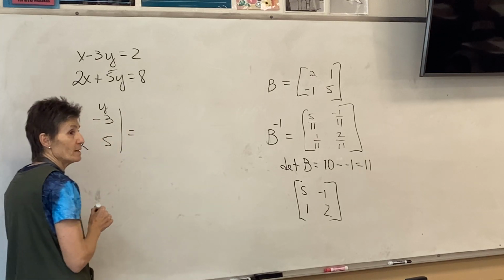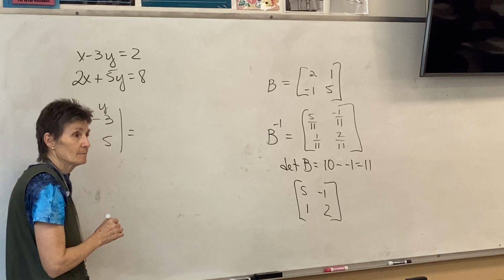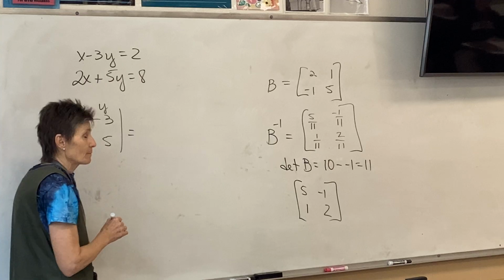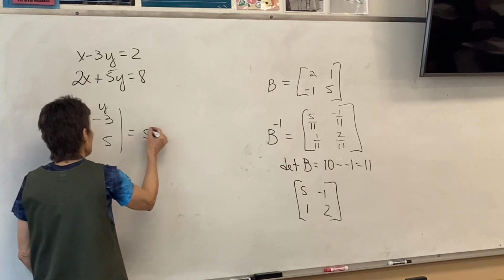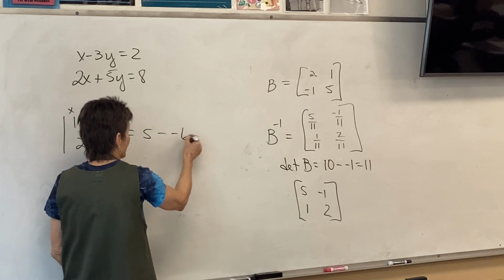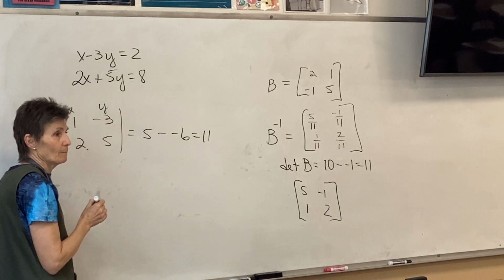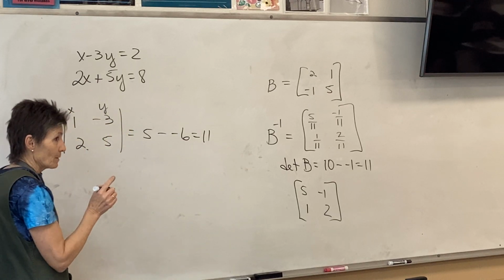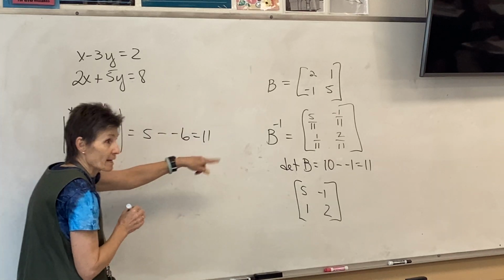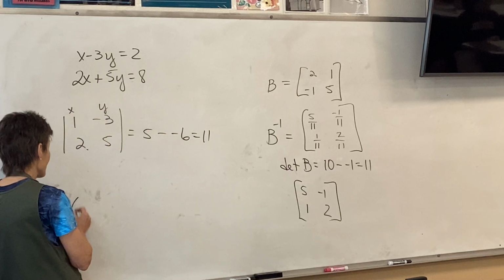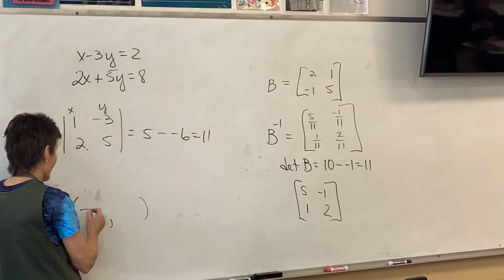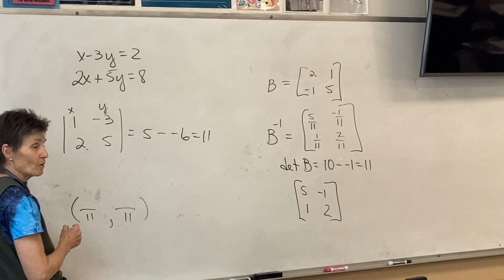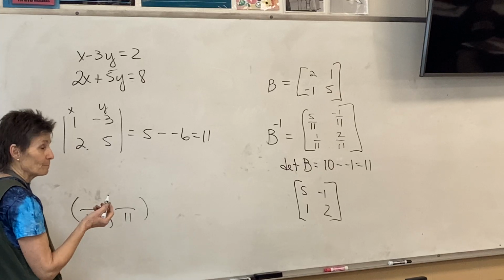All right, so here we go. 5 minus negative 6. This one comes out to be 11 also. And then you plug in. Now, that 11 is also a denominator, just like it was there, but it's going to be the denominator of my variables, my x and my y. So they're going to turn out to be something over 11.